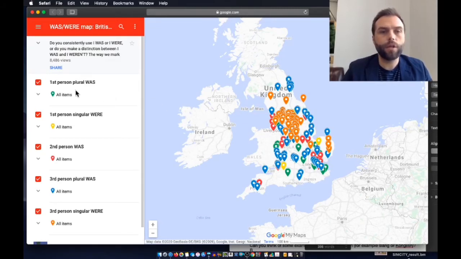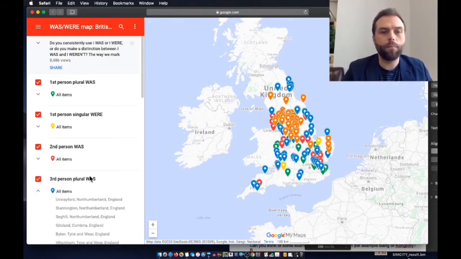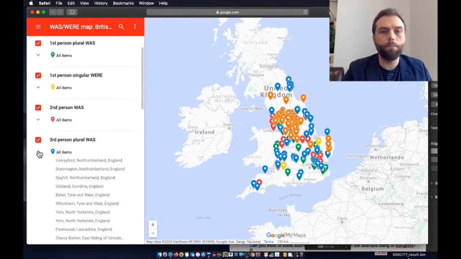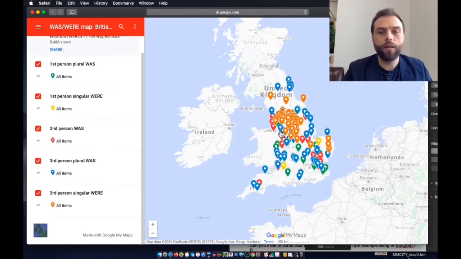And you can see over here on this side different conjugations of I was and I were. Okay, so first person plural was, first person singular were, second person was, third person. So these are different marks on the map that have recordings of people that don't follow standard English with was and were.